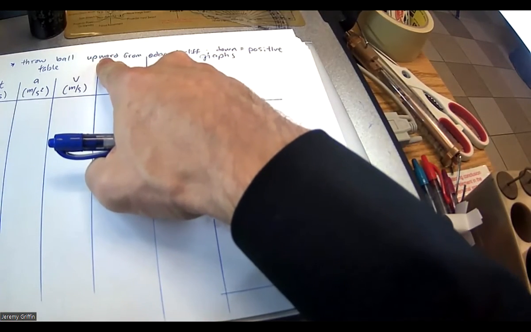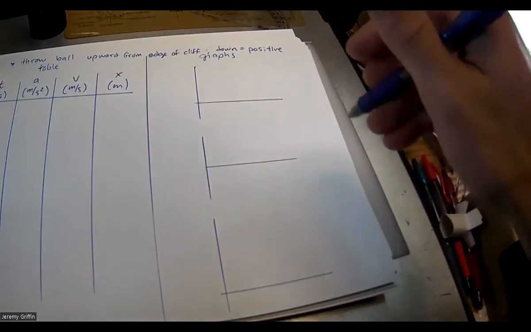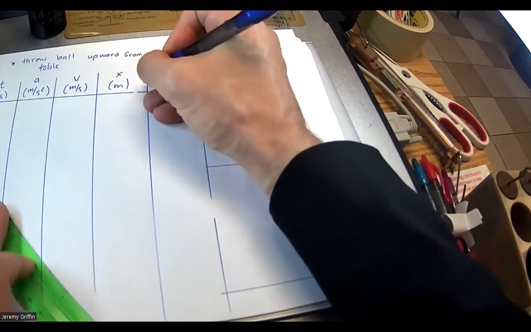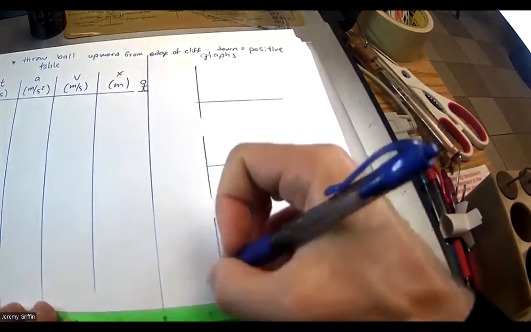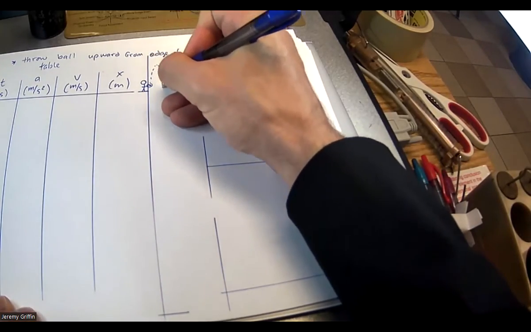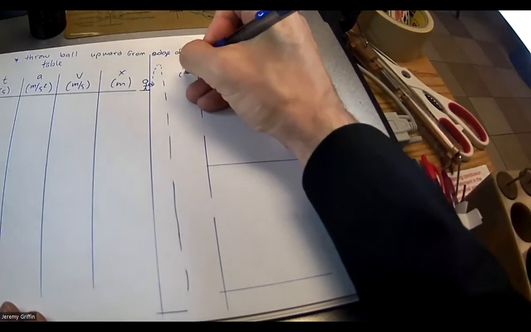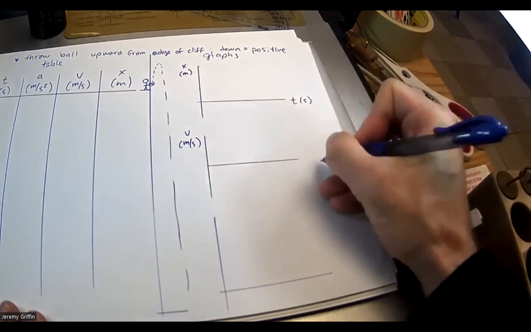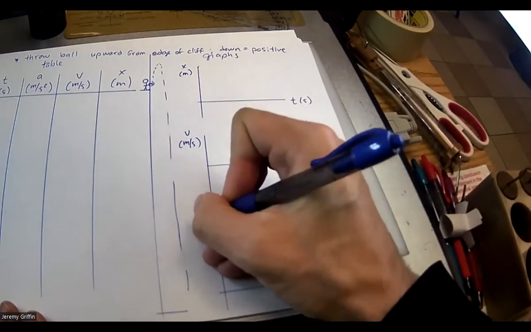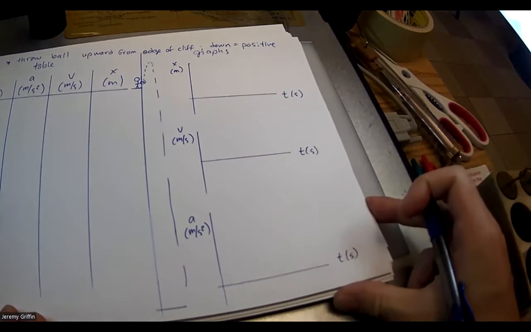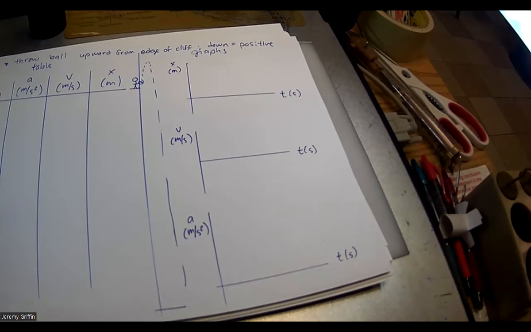Because if you throw the ball upward, is it eventually going to come back down? Right. This is like the edge of the cliff right here. So here you are, edge of a cliff. You're gonna throw this ball, and it's gonna go up and come down. And we're gonna do displacement in meters versus time in seconds, velocity in meters per second versus time in seconds, and acceleration in meters per second squared versus time in seconds. All right, so there's our setup.